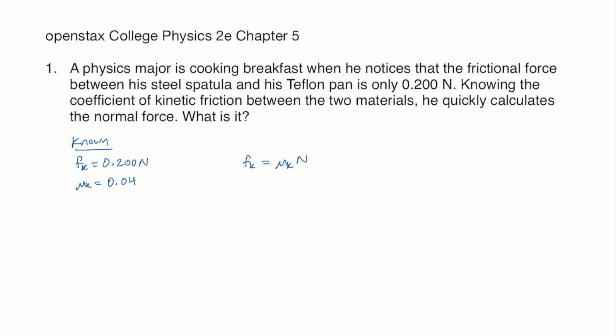By definition, F sub k is mu sub k times N, the normal force. So dividing both sides by the coefficient of kinetic friction, we find the normal force is kinetic friction divided by mu sub k. So substituting the values gives 0.200 newtons divided by 0.04. Okay, this gives us a normal force of 5.00 newtons.